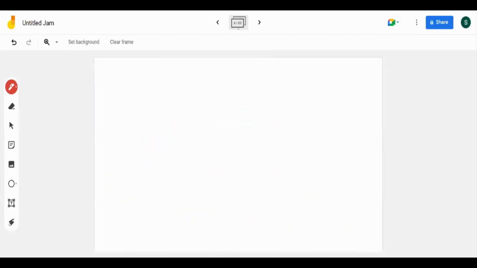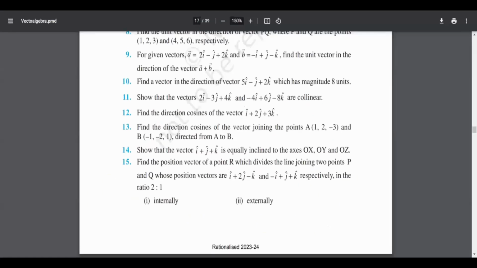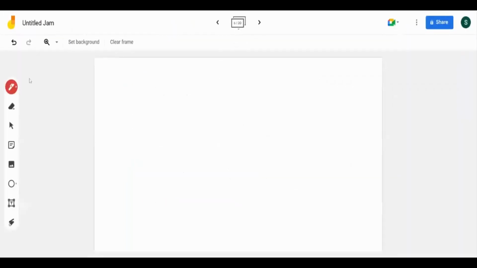Okay, so let us move on to the next question, question number 13. Find the direction cosines of the vector joining the points A and B, directed from A to B. Again, this is the same. First, find out the vector AB. We know the vector AB. So here I will directly write the unit vector in the direction of AB. You can calculate yourself and check if I wrote it correct or not. So I will write AB cap.